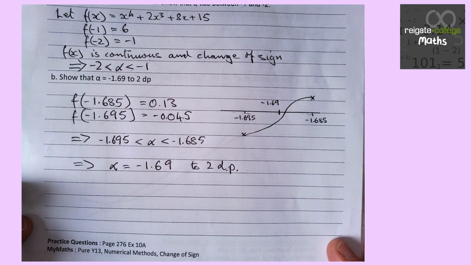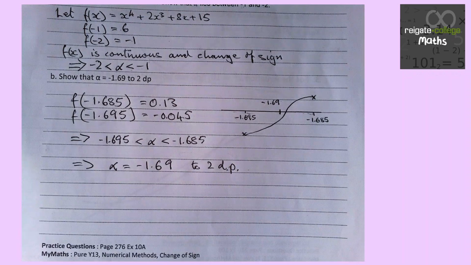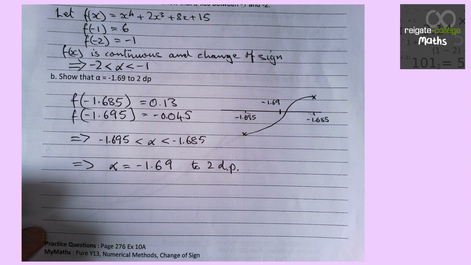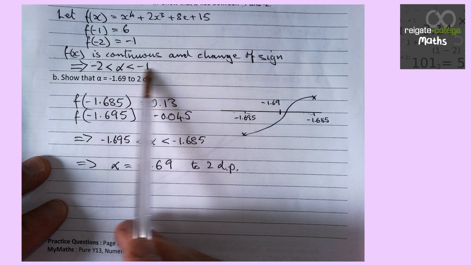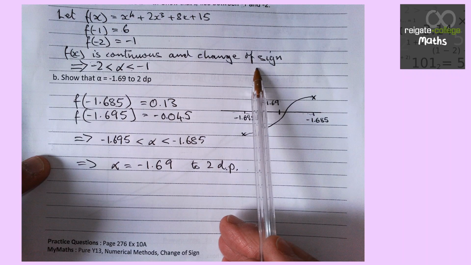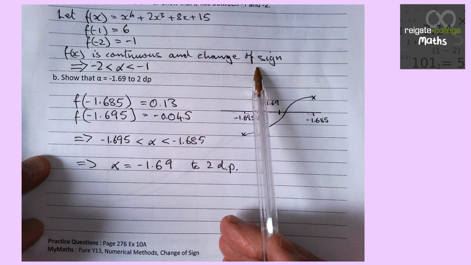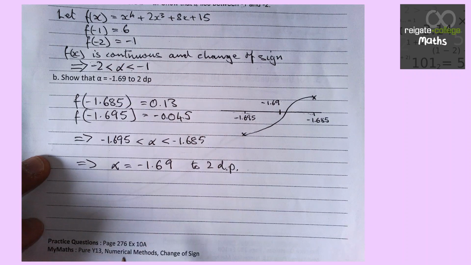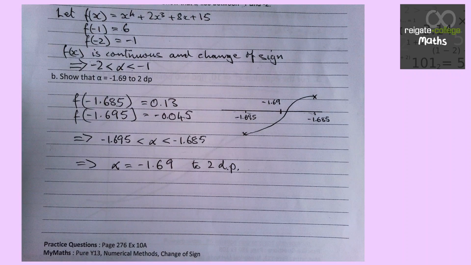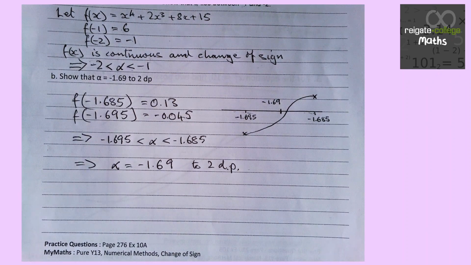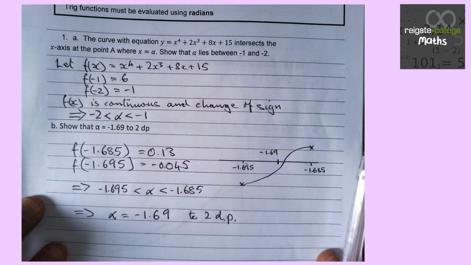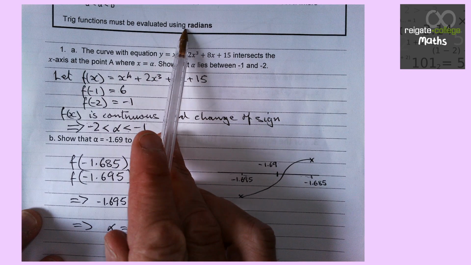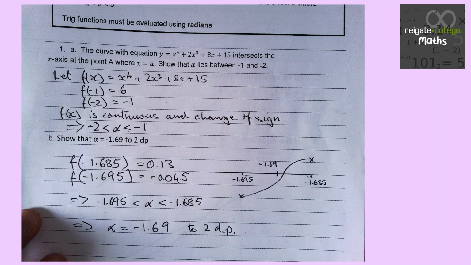Right, that's it for showing you about change of sign. Do remember particularly what you need to write down in the exam questions. Absolutely critical, otherwise you will lose marks when you do these questions. And one final thing is, whenever we have trig functions, we've got to be working in radians. So check your calculator when you have those.